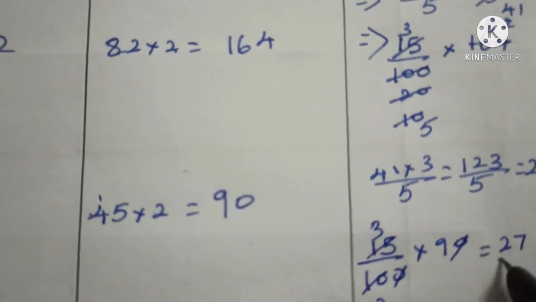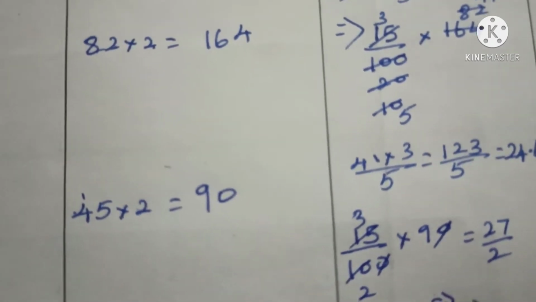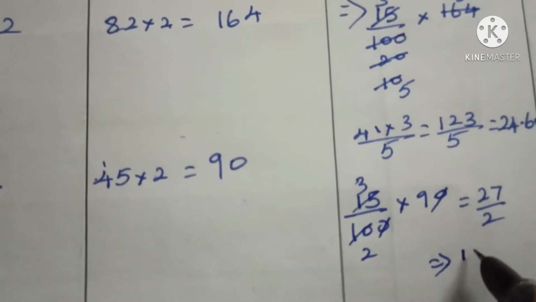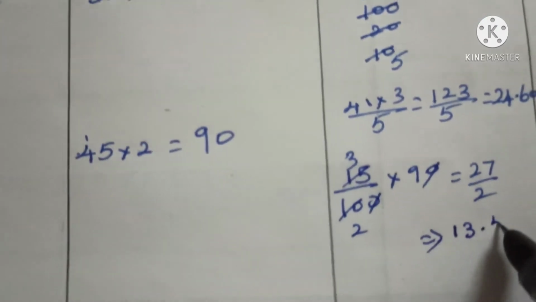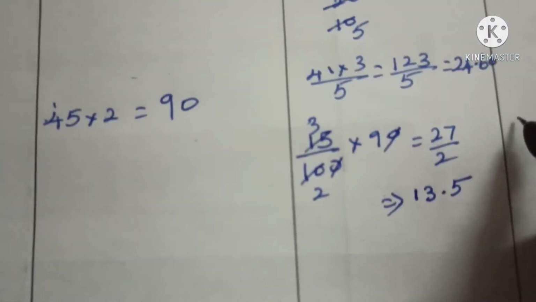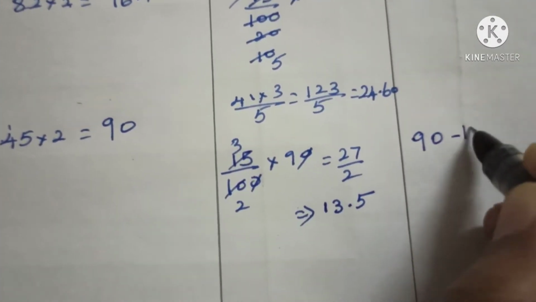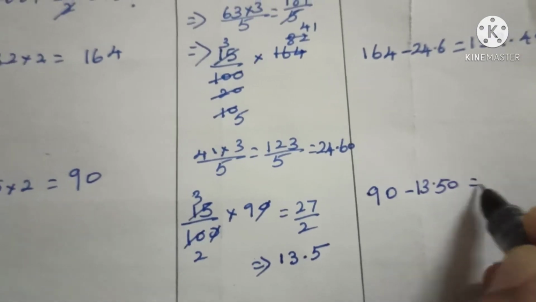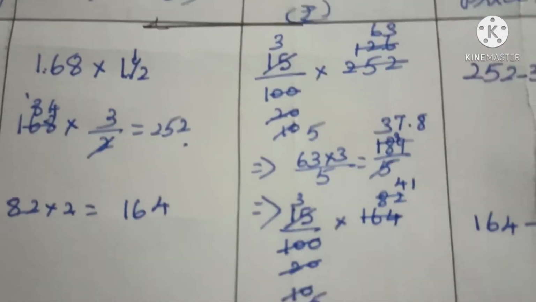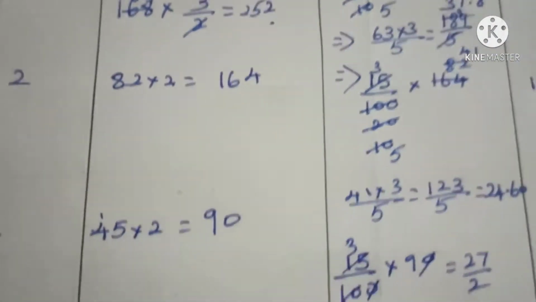Then 27 divided by 2, which is equal to 13.5. So the offer price after discount is 90 minus 13.50, which is equal to 76.50. And then the next requirement is 3 kg of mango.